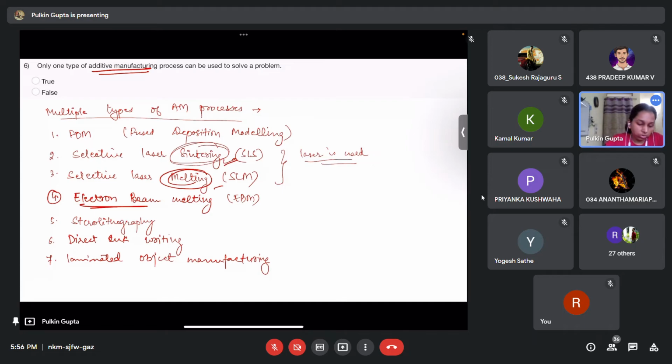Okay, so it is not so that if a problem can be solved using one, it cannot be solved using other. So these can be used interchangeably. A design we can make using SLS, we can make using SLM as well, using EBM as well, using stereolithography as well. So it is not so that only one type of additive manufacturing can be used to solve a problem.